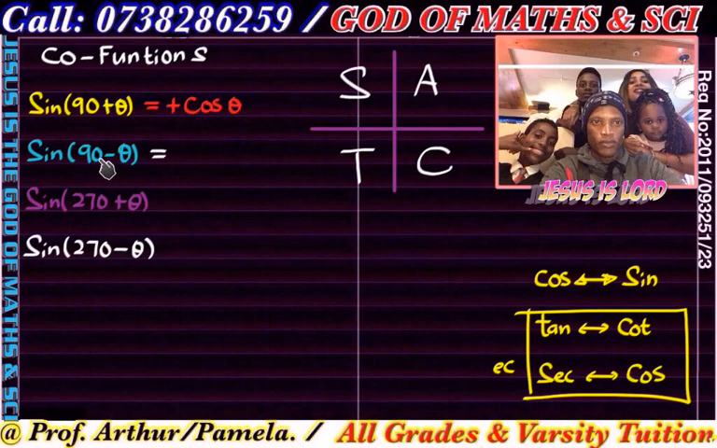The next one, 90 minus theta. Where are we at? In the first, can we find sine? Yes, we can find all of them, sine, cos, and tan. So it's going to be positive. Shall we change it to a cofunction? Yes. It becomes cos of theta. You get it?